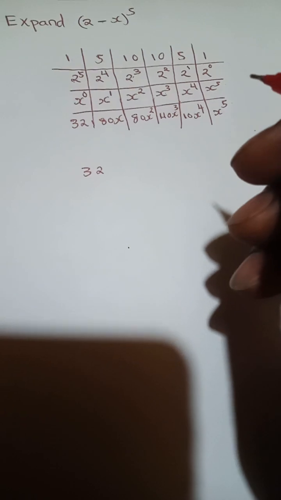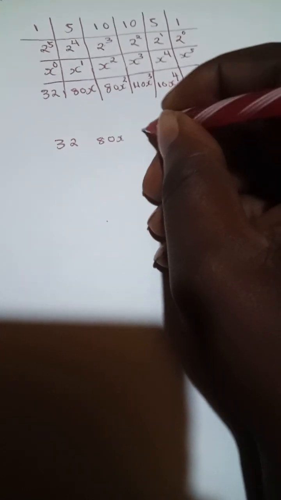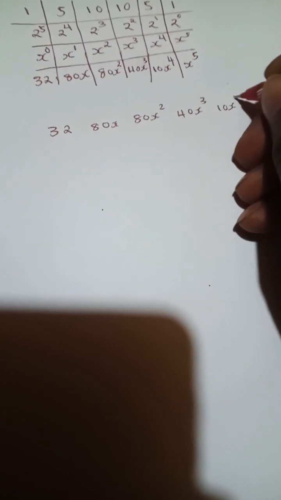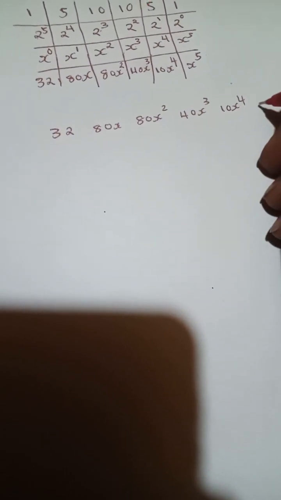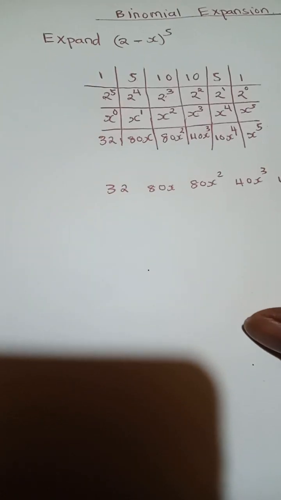You've already finished expanding your question, so you come and write the values down here: 32, then 80x, then 80x squared, then 40x cubed, then 10x raised to power 4, then finally x raised to power 5.